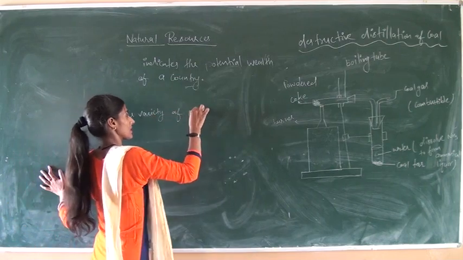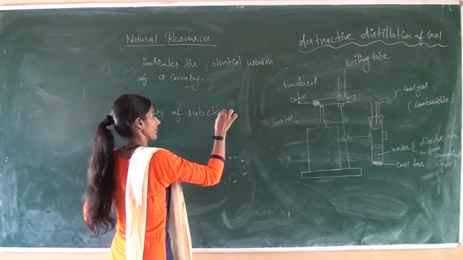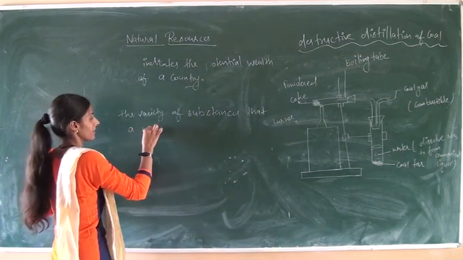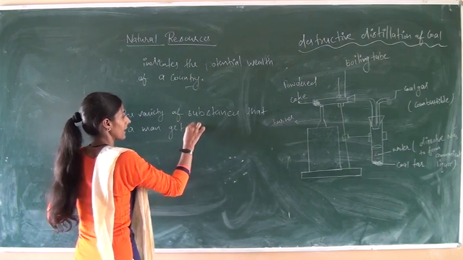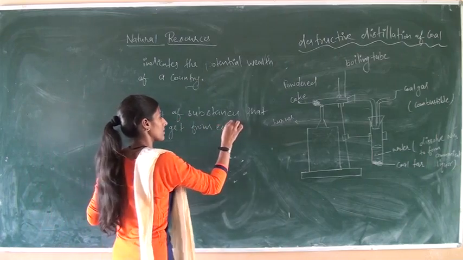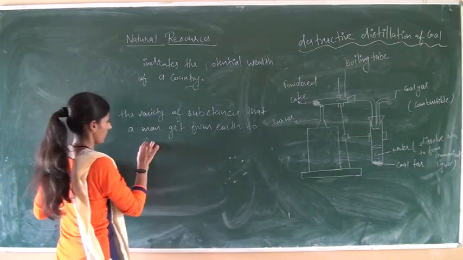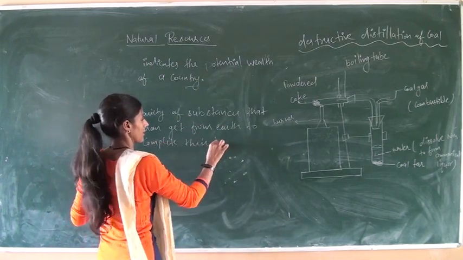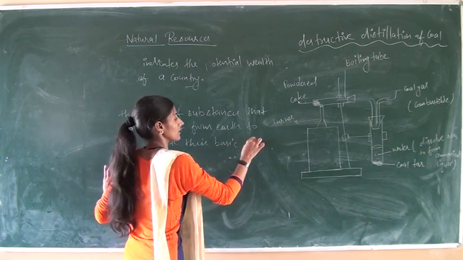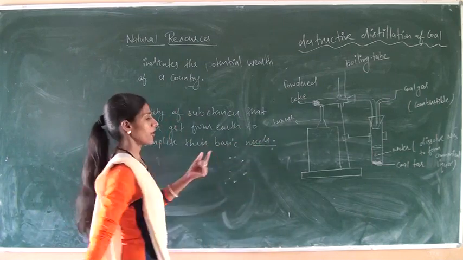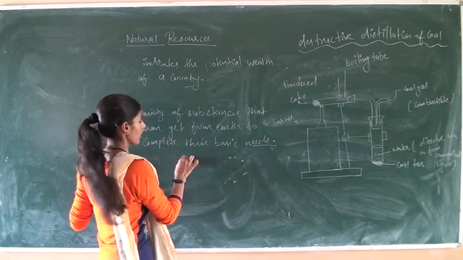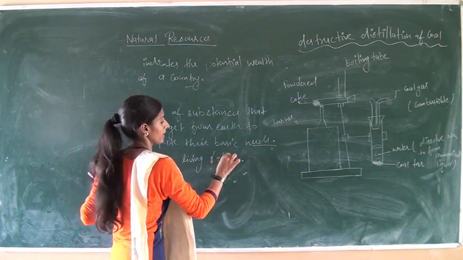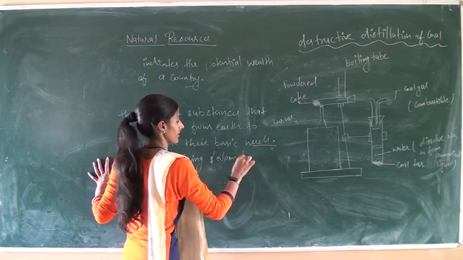The variety of substances that a man gets from earth to complete their basic needs, which are essential for every living and non-living things.